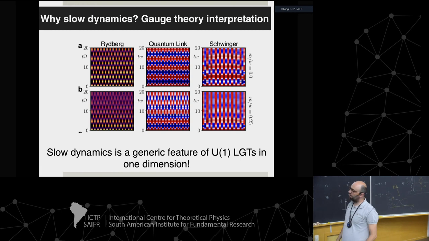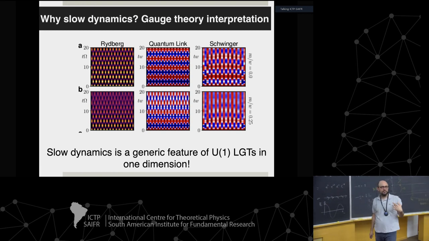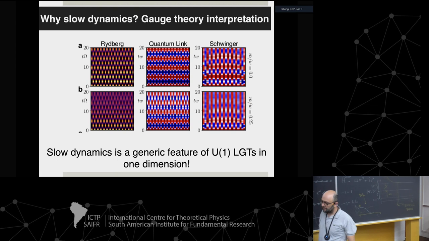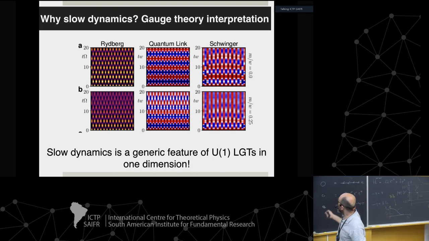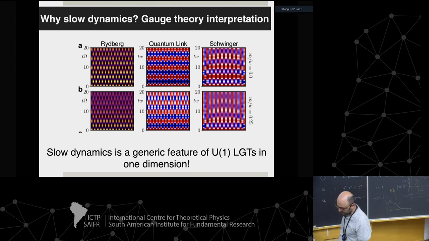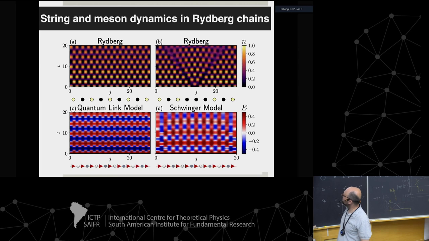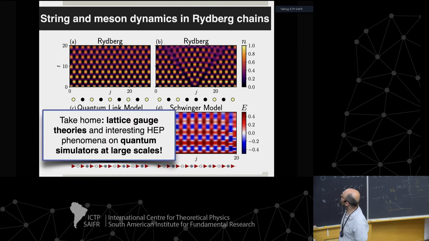Now, the advantage of this is that the correspondence that we have is very generic. And what we have done, just for fun, we have done simulations on the Rydberg model, on the quantum link, and also the Schwinger model in the Wilson formulation. And all of them display this anomalously long oscillation, so this string breaking as a function of the mass and of the electric field value. So this is really the same phenomenology, but I would like to show you that in principle now you can also study slightly different things.